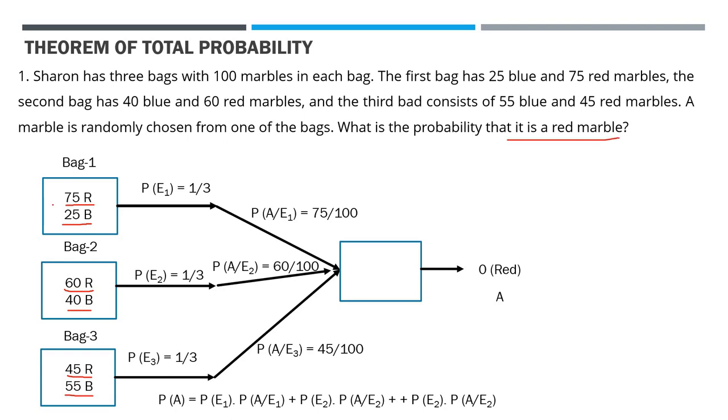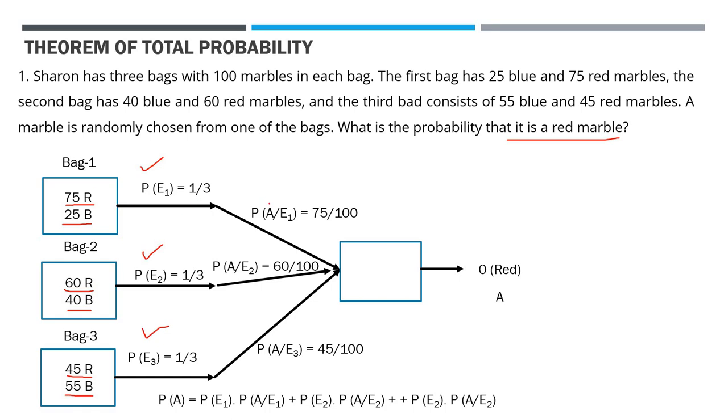Now let us calculate the probability of a red marble from bag 1. We have 3 bags, so this is 1 by 3. For the second bag it is 1 by 3, and for the third bag it is also 1 by 3. So the probability of picking a bag is 1 by 3. Then, what is the probability that it is a red marble?